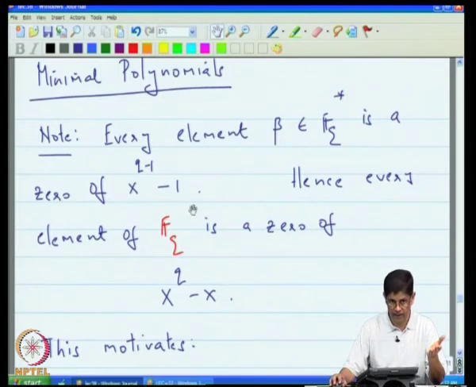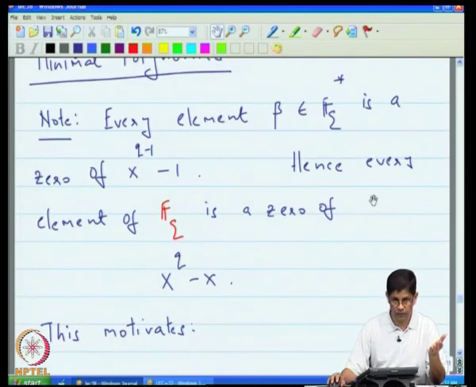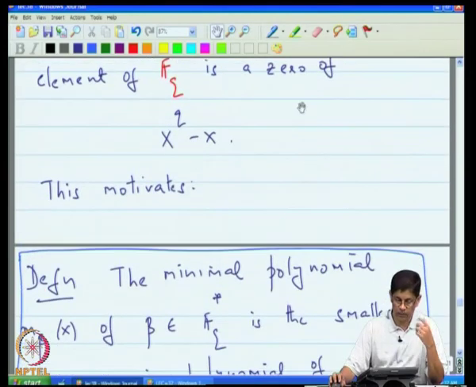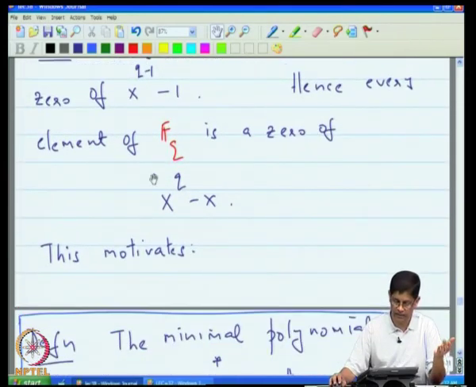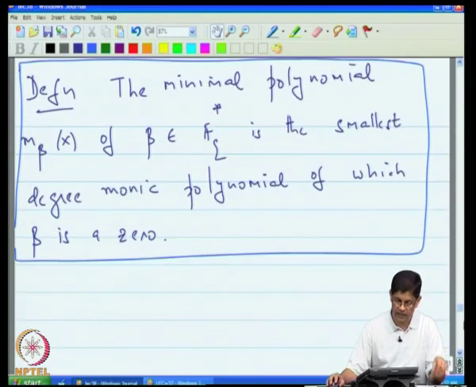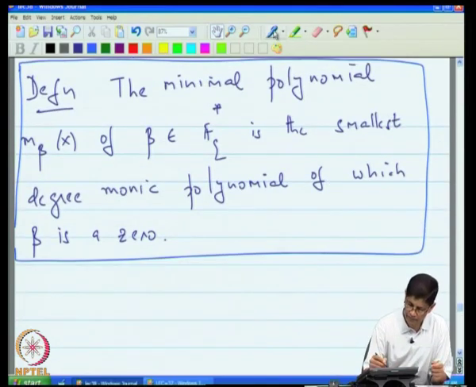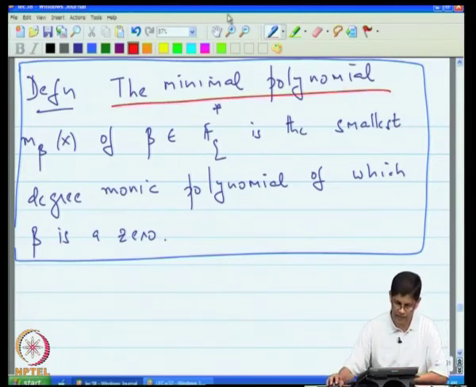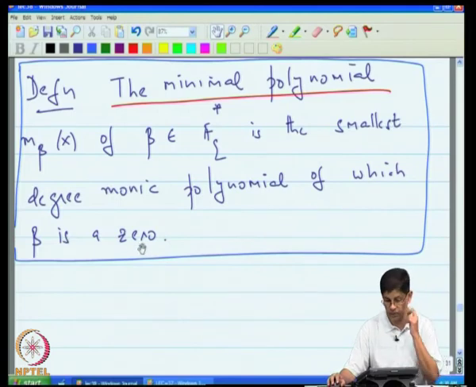So, by multiplying this by x, we can now make the uniform statement that every element of FQ is a 0 of x to the q minus x. Okay. So, given an element in the finite field, there is an associated polynomial of which that element is a 0. So, it makes sense to define the minimal polynomial m beta of x, of beta in FQ star, as the smallest degree monic polynomial of which beta is a 0.